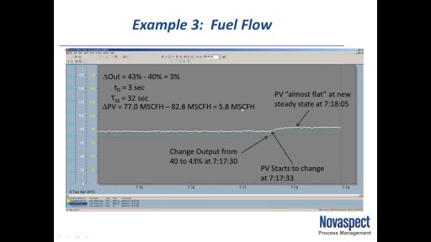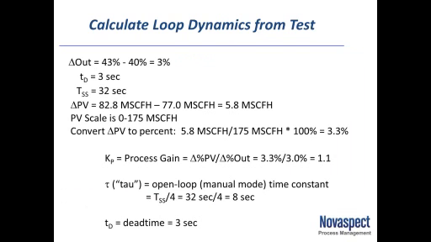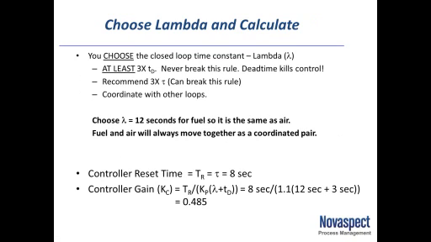And we got a 5.8 thousand standard cubic feet per hour change. This is one difference. Remember, this needs to be normalized to percent, and this loop is 0 to 175 MSCFH. So the only difference mathematically between the air example and the fuel example is I rescaled this change in PV to percent change PV. I got 3.3%, which is the number I'm going to use, rather than 5.8 standard cubic feet per hour. Process gain is 1.1. Time constant is 8 seconds. Dead time is 3 seconds. And here's the results page.